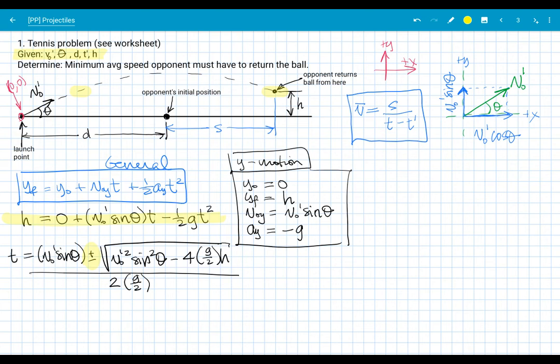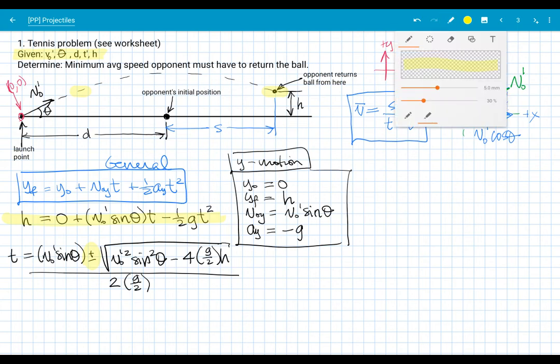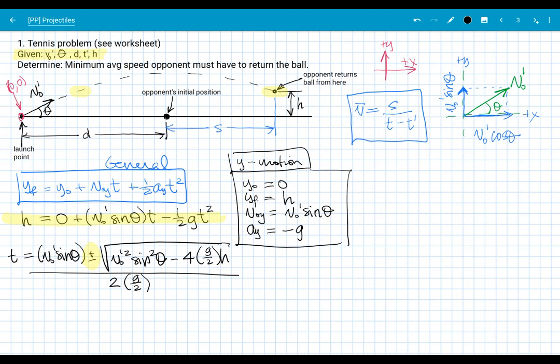We know though that we need the greater of the two. We only care about the second time that it goes through y equals h. So we're going to choose the greater of the two, so we'll choose the positive sign to obtain the greater time there. And when we do that, what we end up with is t is equal to v naught prime sine theta over g plus the square root of v naught prime squared sine squared theta minus 2gh, over g.